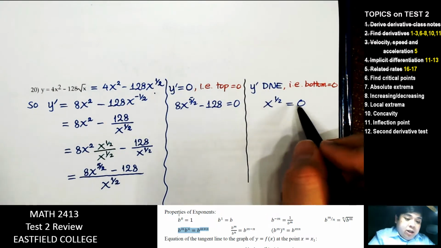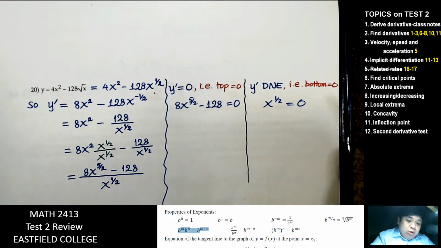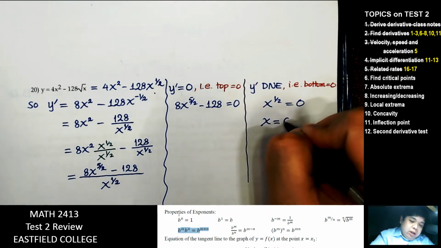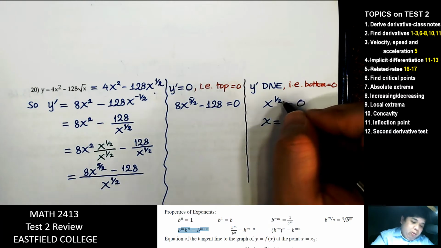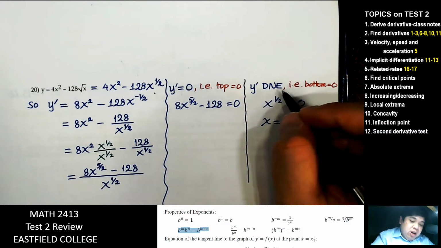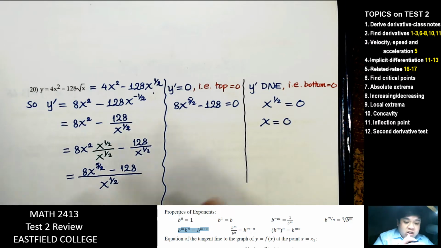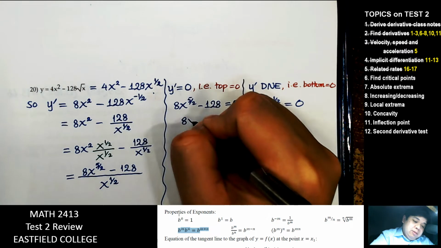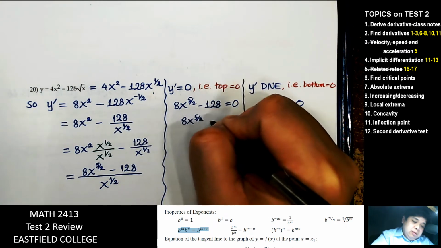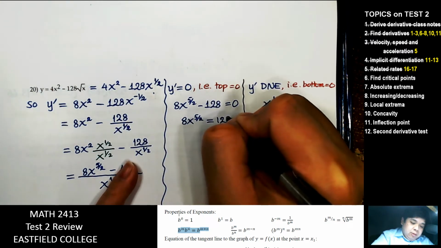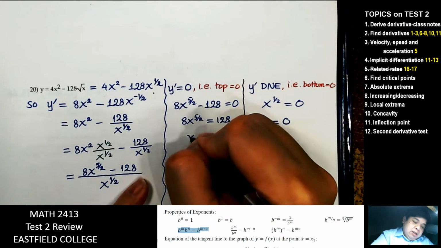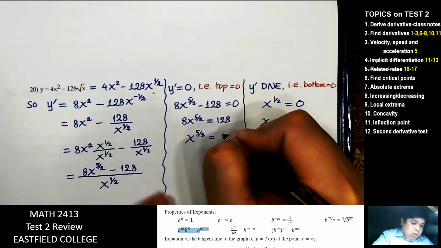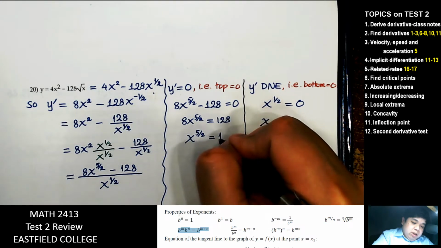Now this is easy. X to the 1/2 equal to 0, so x equal to 0. A power equal to 0 when the base is equal to 0. Doesn't matter what the exponent is, as long as it's not 0, of course. This we can move the 128 and divide by 8. 128 divided by 8 would be 16.